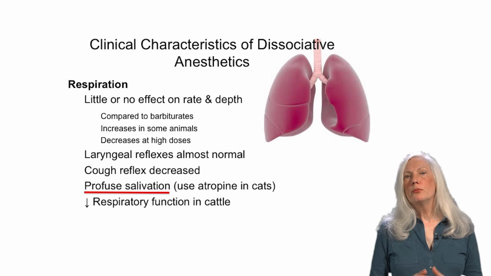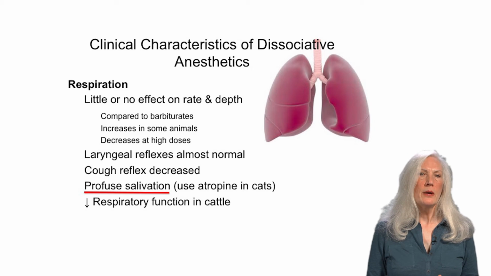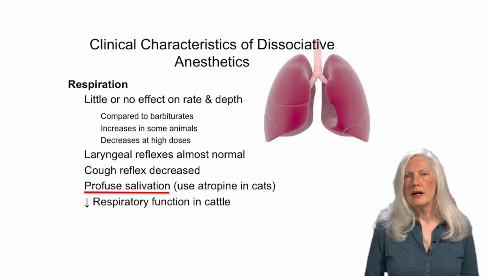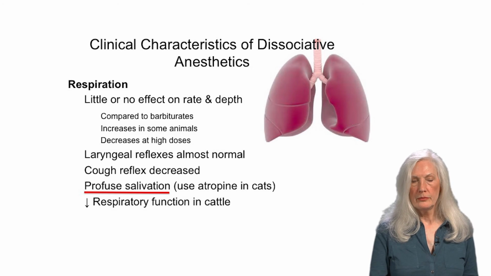But there is profuse salivation and lots of secretions along the respiratory path. This is a problem especially in cats. Usually it can be controlled using atropine-like compounds prior to the injection of ketamine.